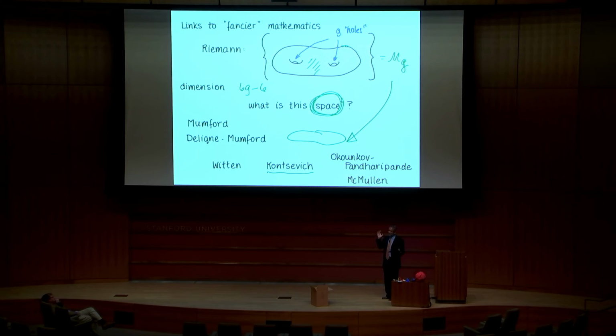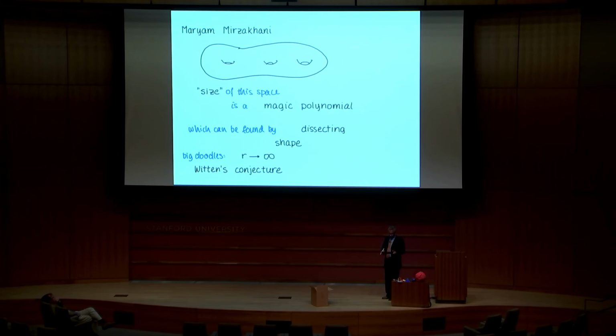And the worst thing to do if you're a graduate student is to work on these problems, because the best minds of past generations have tried and failed to make any progress. So the story is about Mariam Mirzakhani, who, when she was a graduate student, decided to tackle these questions.